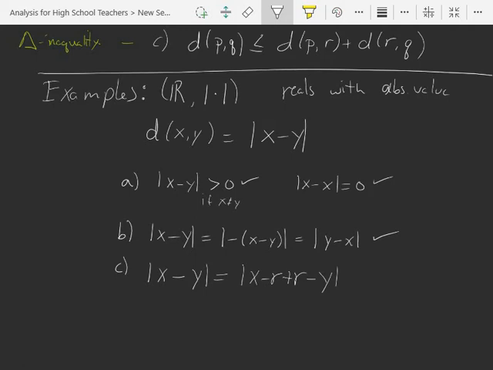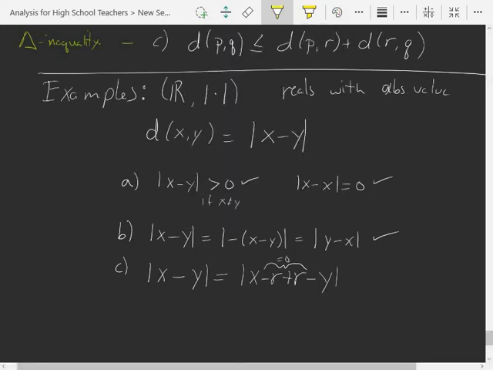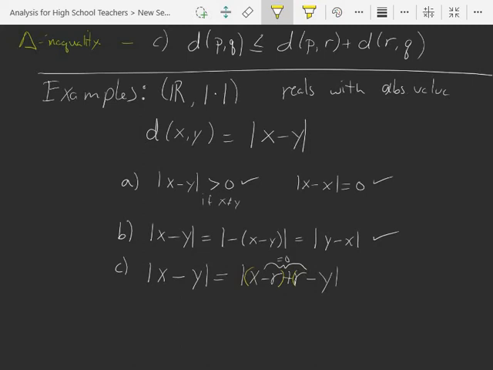So I haven't actually added anything. This is equal to 0, so I have equality here. But now I can use the triangle inequality on these two pieces. The two pieces I'm going to use the triangle inequality on are this piece and this piece, right? I've got the absolute value of the sum of two things, so now I've got that plus sign.